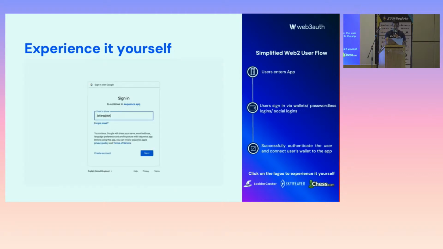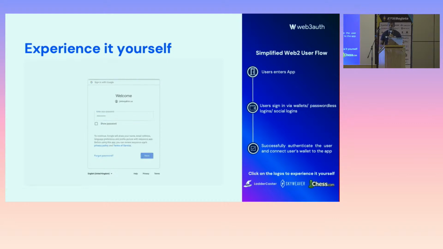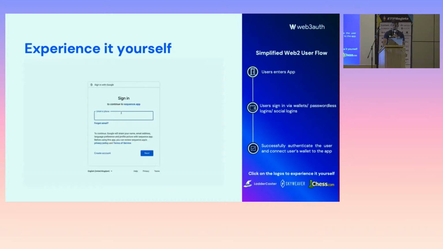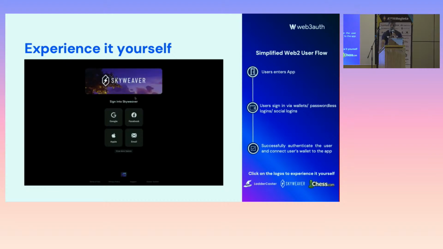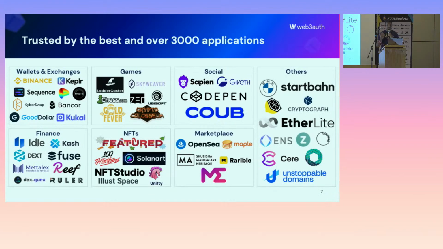Some of the top integrations look like Farcaster, Skyweaver, and Chess.com. All of these companies have integrated us. We'll share this PPT later on. You can go to the sites of all of these companies and experience the login flow for yourself. Web3Auth is trusted by the best and over 3,000 applications. We are currently integrated into all of these applications, as you can see. There are several wallets and exchanges, several games, social applications, enterprises, marketplaces, NFTs, finance, and everything. Web3 companies in every space integrate us, and they try to offer a seamless experience to their users.